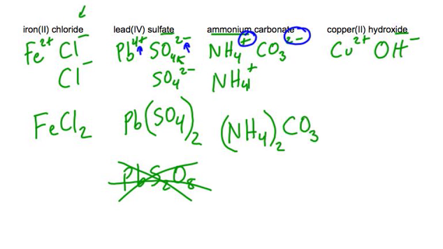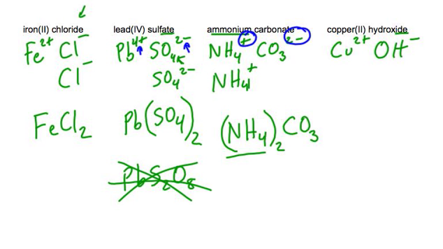You might be tempted to put parentheses around it. There's no reason to because there's only one. So don't put parentheses around it unless you're planning on putting a number outside it. So NH4, I need the parentheses because I have to double it. CO3, no parentheses, leave it as is.